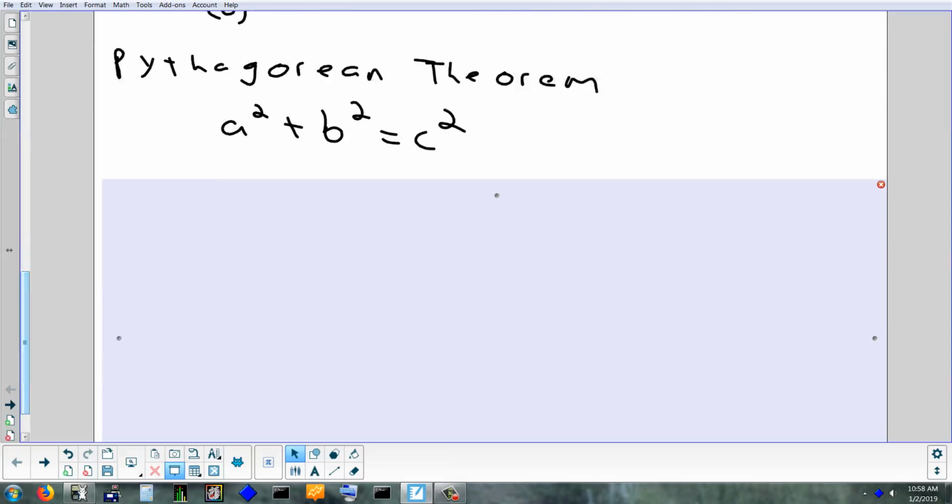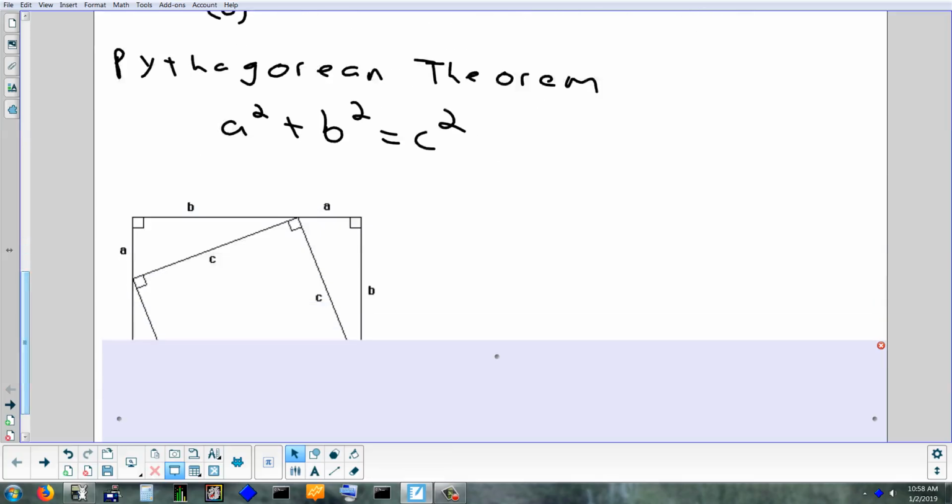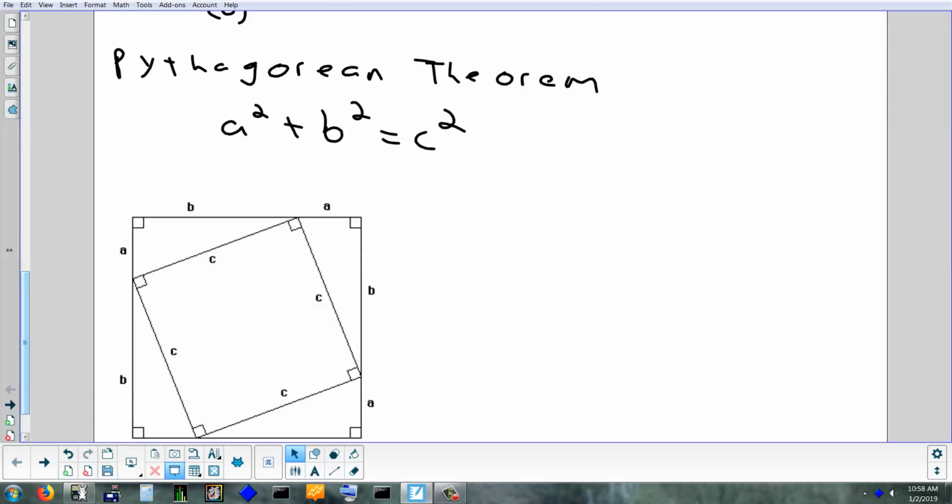There's probably dozens, maybe hundreds of ways to show why that's true. I think the easiest way is with a picture. Okay, so what I have there is a square within a square. And the inside square, it's kind of tilted.